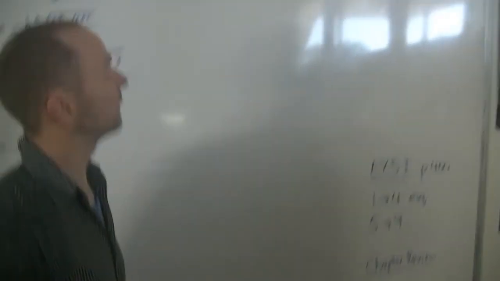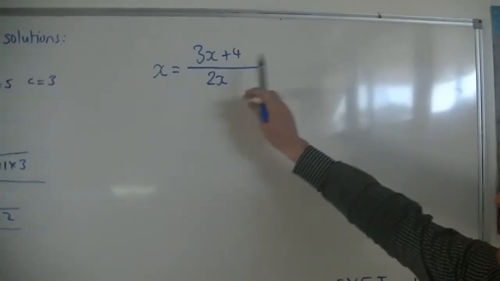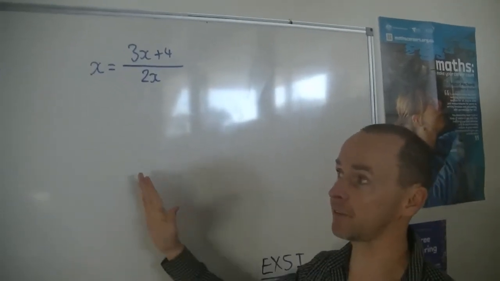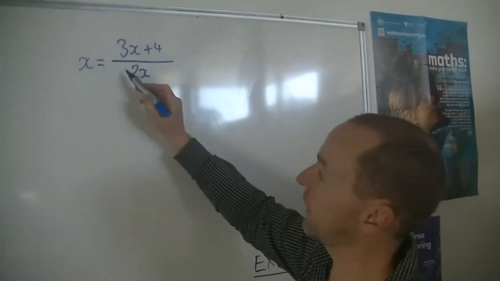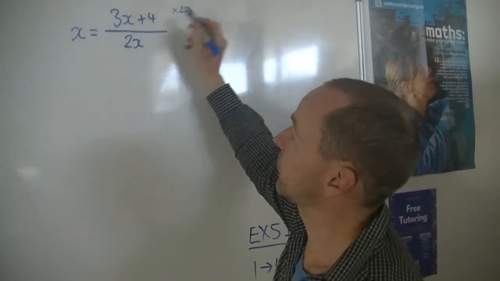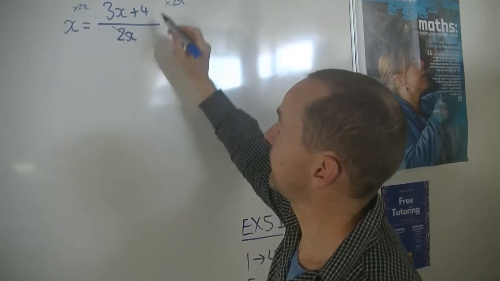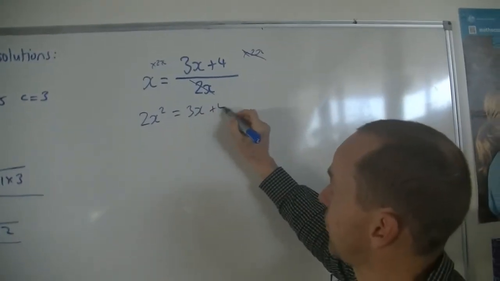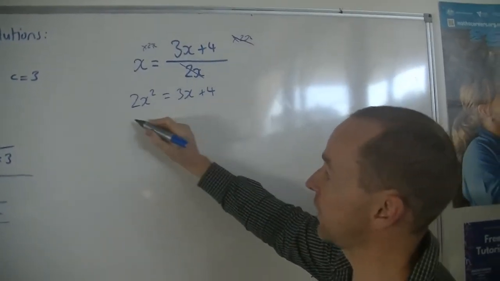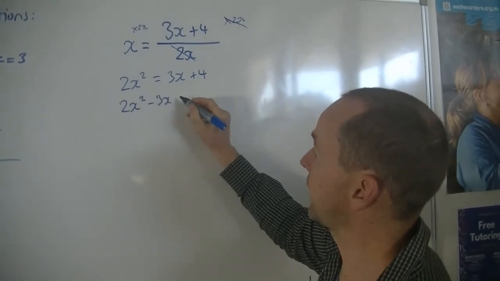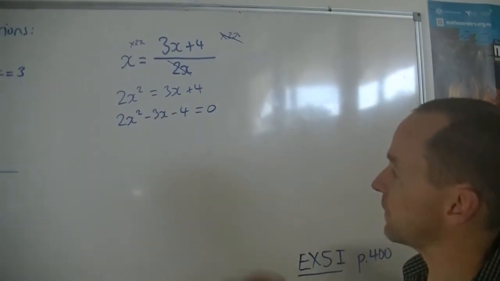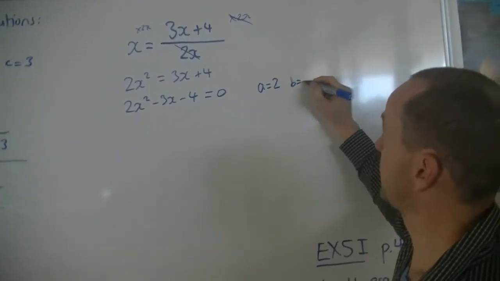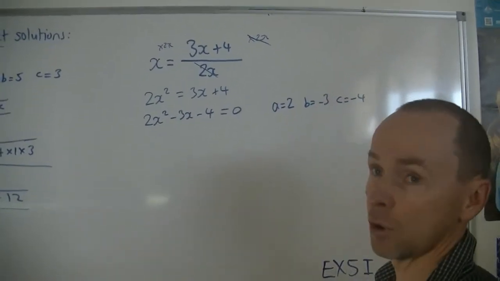Okay, let's do the last one. So this question here, what do you notice about it? This time it's not written in the right format. Firstly, the other side doesn't equal 0, and it's not in x squared, and then an x, and then a number. So to get rid of the 2x, we multiply 2x to both sides. Hopefully you know how to do this, they cancel. And here we've got 2x squared, and then it equals 3x plus 4. Now I'm going to bring everything to the side with x squared. So I've got 2x squared minus 3x minus 4 is equal to 0. Now I've got it in the right form, I can write down my a, b and c. So a is equal to 2, b is equal to negative 3, and c is equal to negative 4.